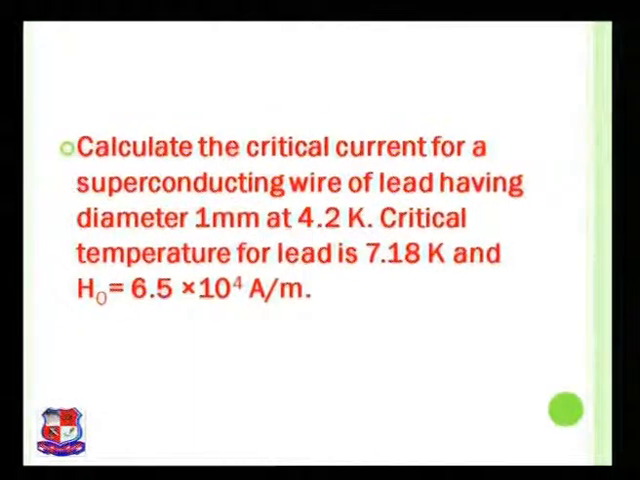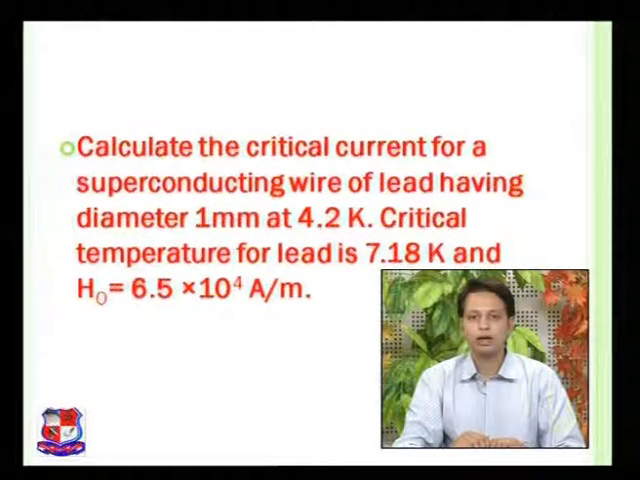Let us move towards the third question. Calculate the critical current for a superconducting wire of lead having a diameter of 1 mm at 4.2 Kelvin temperature. The critical temperature for lead is 7.18 Kelvin, and the critical field at 0 Kelvin temperature is 6.5 × 10^4 ampere per meter.